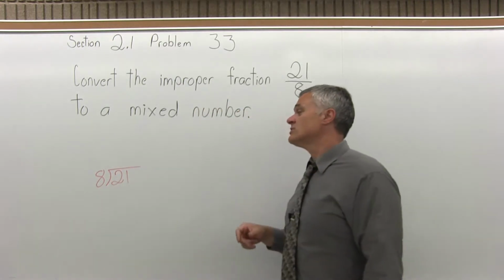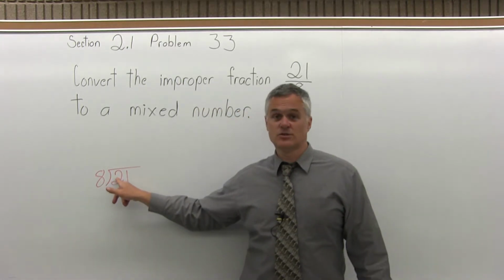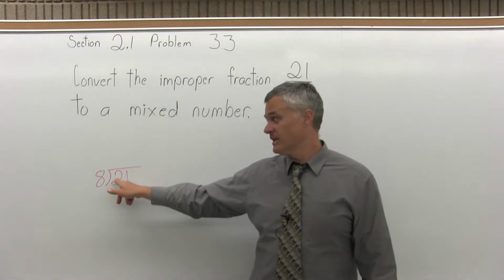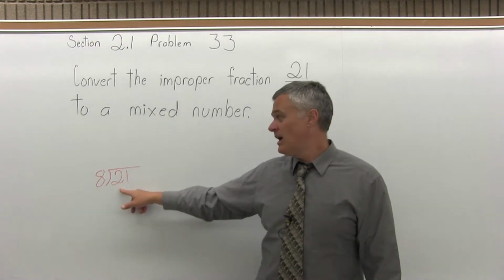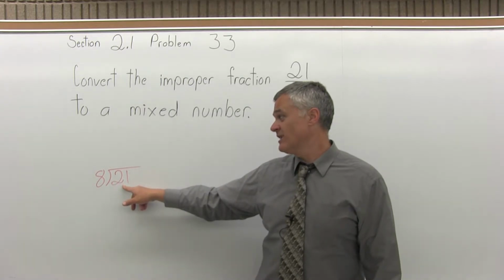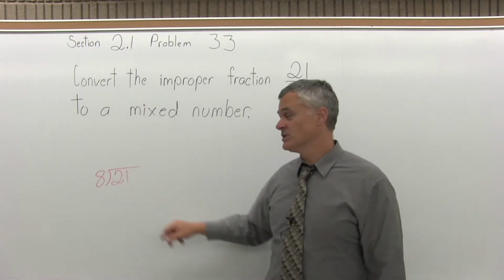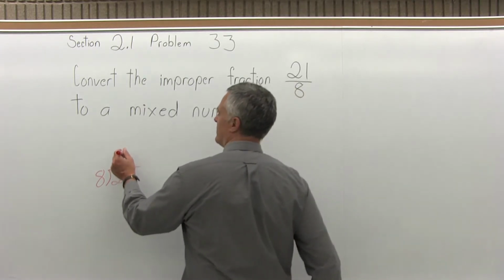So to do this division, first I'll try to do 8 divides into 2. The 2 is not big enough to fit in even a single 8. So I have to try and put the 8 into the whole thing, into the 21. 8 times 2 is 16. That'll fit. 8 times 3 is 24. That's a little too big. So it will be 2.